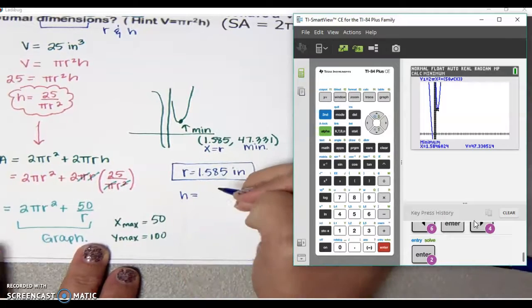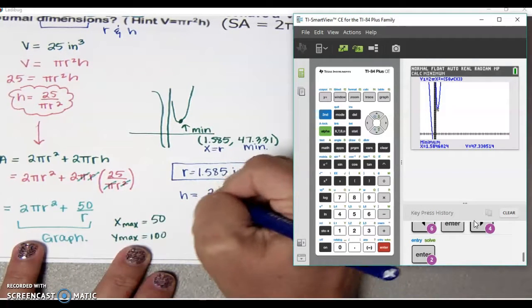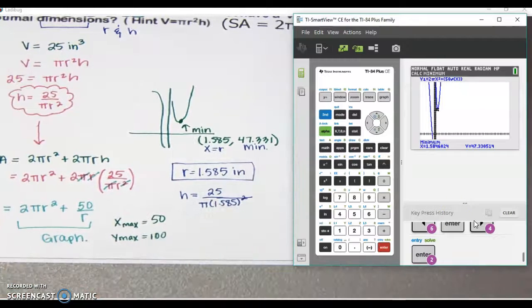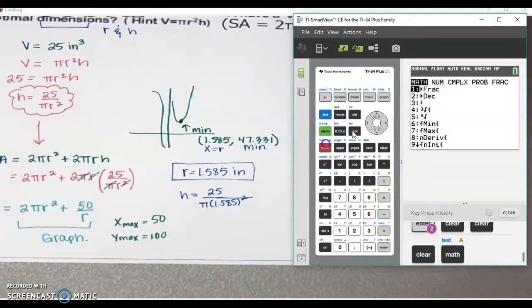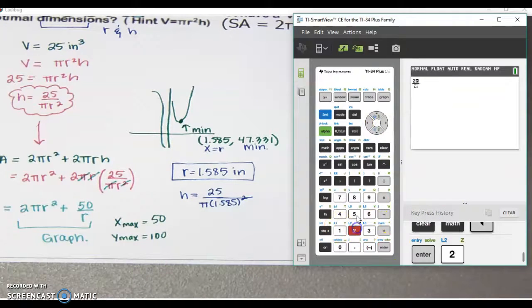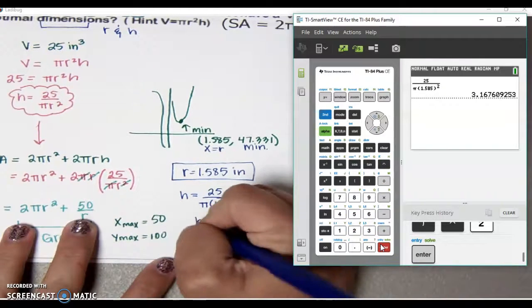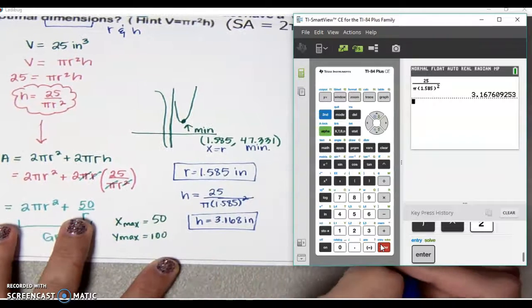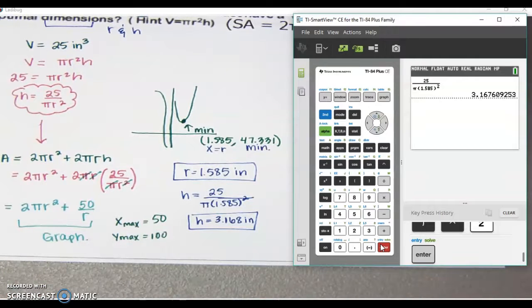To get our height, you're going to plug into this red equation over here, this 25 over pi times 1.585 squared. You can plug that in on the calculator. It should give us 3.168. So that gives us our radius and our height of our can of soda, so that we would use the minimal amount of metal.